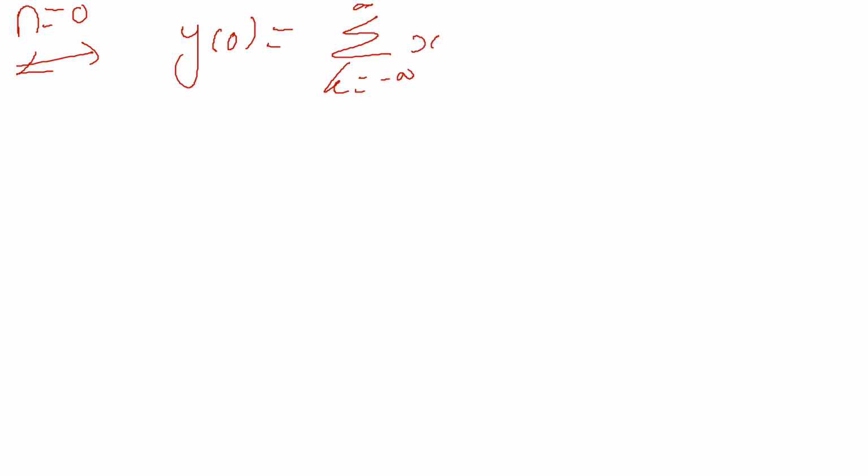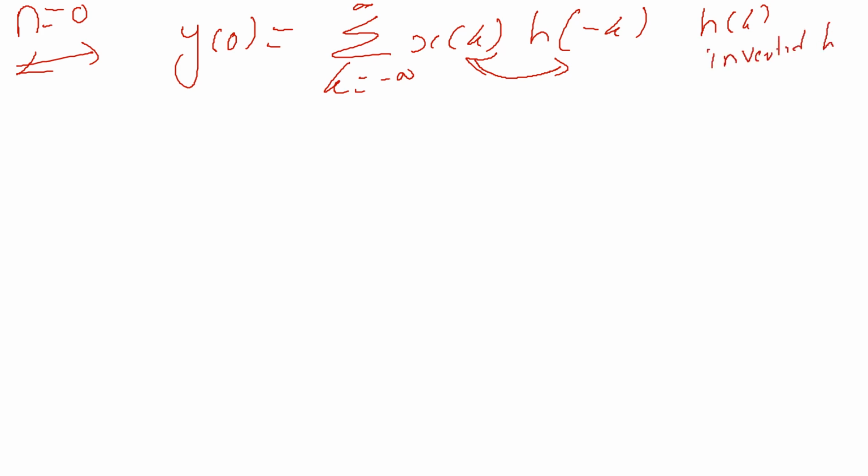അപ്പോൾ y of 0 ഇങ്ങനെ എഴുതുന്നത് കാട്ടിലും നമ്മൾ ഫസ്റ്റ് പോയിന്റ് അല്ലേ, origin point, n equal to 0. So y of 0 is equal to summation of k equal to minus infinity to infinity x of k h of n minus k ആണ്. അപ്പോൾ 0 means minus k, simple, right? So ഇത് നോക്കിയാൽ സിമ്പിൾ മൾട്ടിപ്ലിക്കേഷൻ ആണ്. പക്ഷേ നമുക്ക് h of k അറിയാം, ഇത് h of minus k ആണ്. h of minus k means inverted h of k ആണ്.